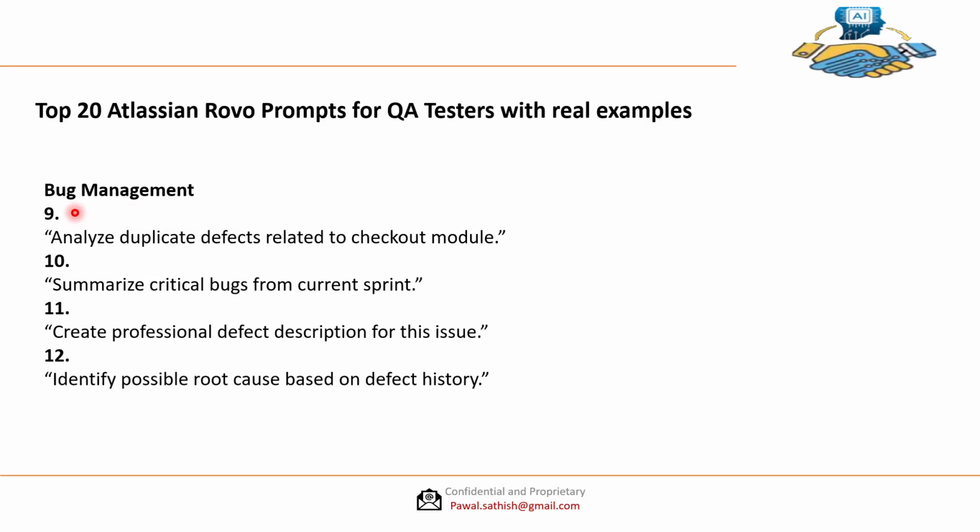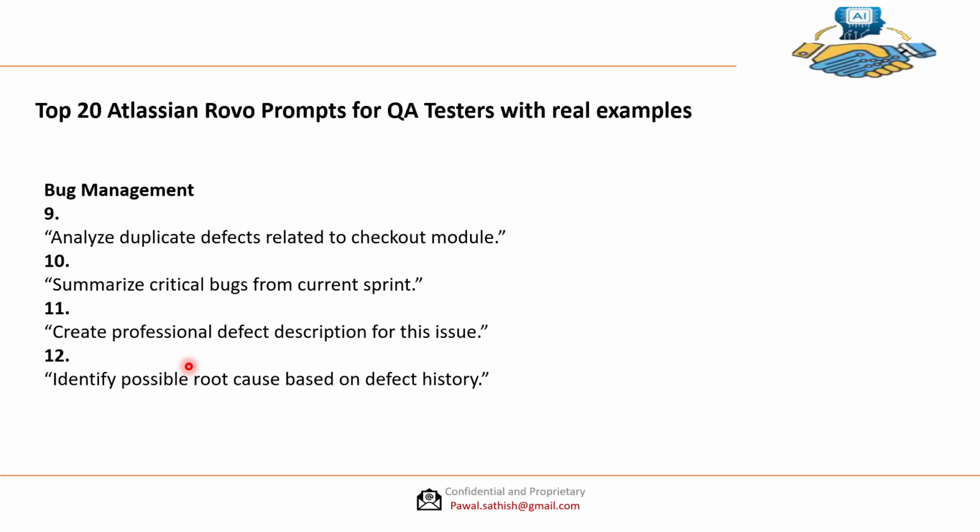We'll also use Rovo in bug management. Suppose you want to analyze the duplicate defects related to any particular module. With the help of this prompt, we'll analyze the duplicate defects. Then we'll also summarize the critical bugs for the current sprint. So using Rovo, it will give the critical bugs list in the current sprint.